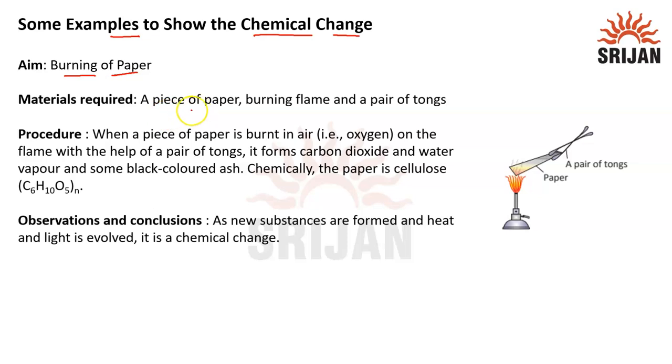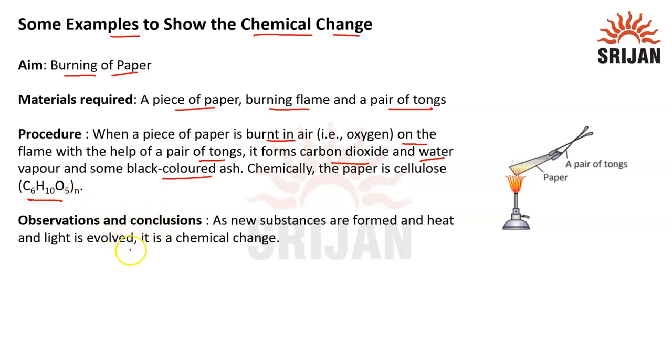For that, we require a piece of paper, a burning flame, and a pair of tongs. The procedure is, when a piece of paper is burnt in air, that is oxygen, on the flame with the help of a pair of tongs, it forms carbon dioxide and water vapor and some black colored ash. And we know that chemically the paper is cellulose, which is C6H10O5, meaning it's a polymer of this substance.